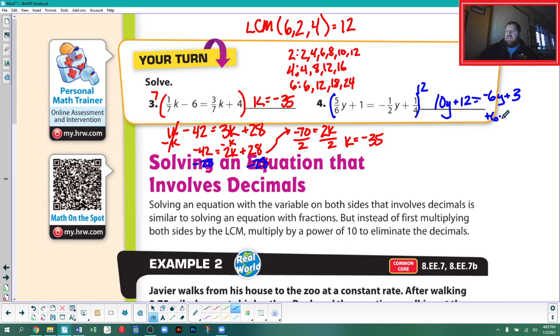Okay, I'm going to add 6y to both sides. I'm going to move my variables together. And so negative 6y plus 6y cancel. 10 plus 6 is 16. So it's 16y plus 12 equals 3. Now subtract 12 from both sides.